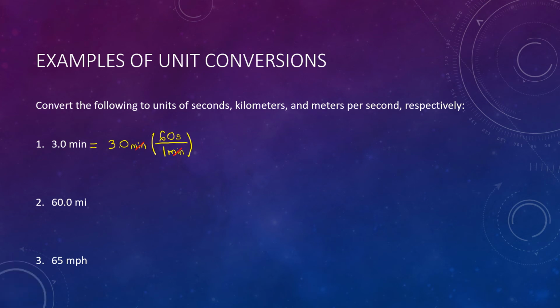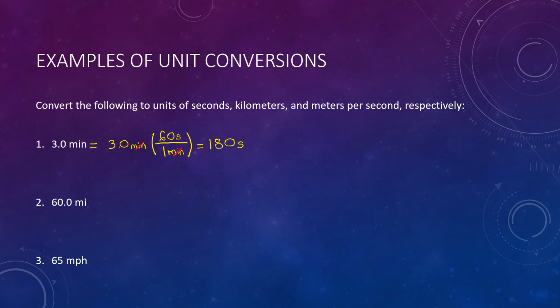Step 3, I accidentally just did already. Step 3 was to cancel out the original units, so I just did that. We canceled out our minutes. So step 4 then simply says to calculate. We have 3 times 60 seconds, which is 180 seconds. And thus, we have our answer.